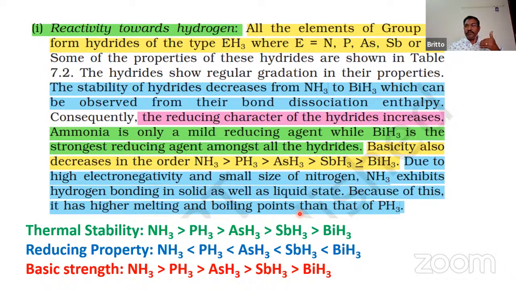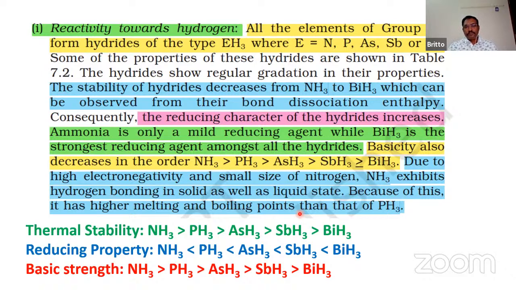அங்கே தெர்மல் ஸ்டெபிலிட்டியில் அதே ப்ராப்பர்ட்டி தான், அங்கே பாண்ட் லென்த் ஜாஸ்தியா இருக்கு, அதனால பாண்ட் டிசோசியேஷன் கம்மியா இருக்கு, அதனால தெர்மல் ஸ்டெபிலிட்டி கம்மியா இருக்கு. இங்க ரெடியூசிங் ப்ராப்பர்ட்டியில பாண்ட் லென்த் ஜாஸ்தியா இருக்கு, ரெடியூசிங் ப்ராப்பர்ட்டி ஐ மீன் டிசோசியேஷன் என்தால்பி கம்மியா இருக்கு. ஸோ கம்மியா இருக்கிறதுனால ஈஸியா அந்த பாண்ட் பிரேக் பண்ணலாம். ஸோ ரெடியூசிங் ப்ராப்பர்ட்டி ஜாஸ்தியா இருக்கு. ஸோ சேம் ப்ராப்பர்ட்டி அங்கே தெர்மல் ஸ்டெபிலிட்டியில வேற மாதிரி ஆர்டர் வருது, ரெடியூசிங் ப்ராப்பர்ட்டியில வேற மாதிரி ஆர்டர் வருது. ஸோ ஜஸ்ட் அண்டர்ஸ்டாண்ட் த கான்செப்ட்.